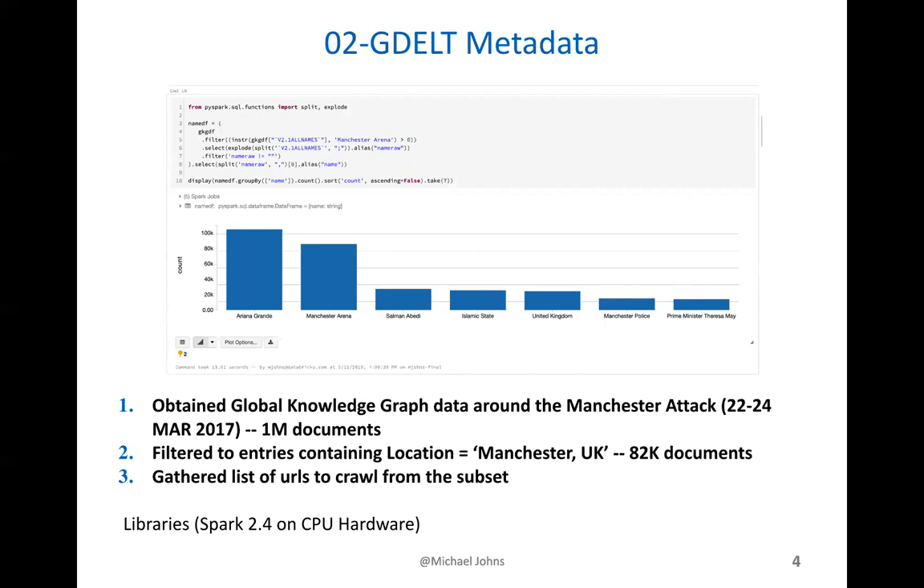Now the data, for the 3 days, has about 1 million documents. What we do is we filter that down to just the Manchester data, Manchester, UK, and that gives us a starting corpus of about 82,000 documents.